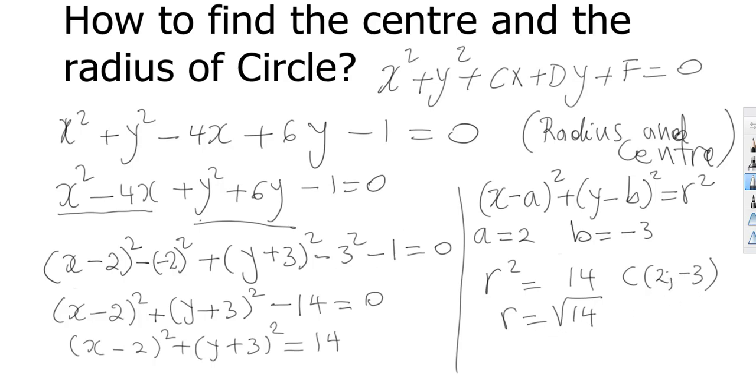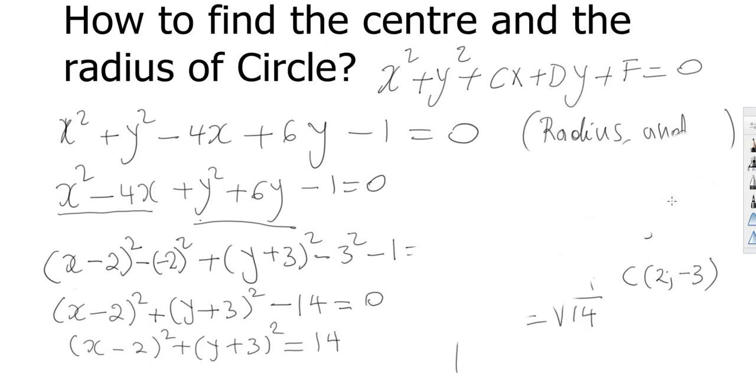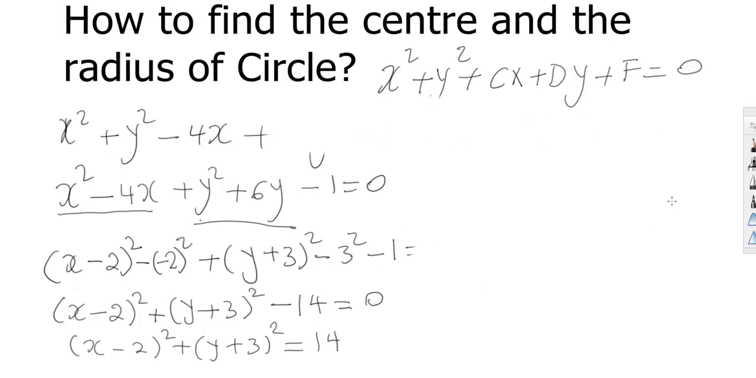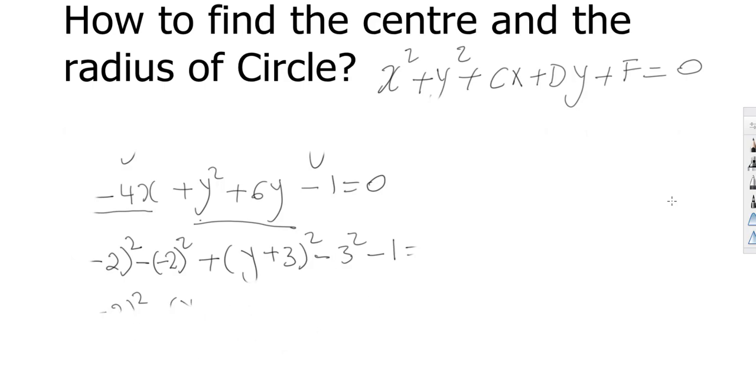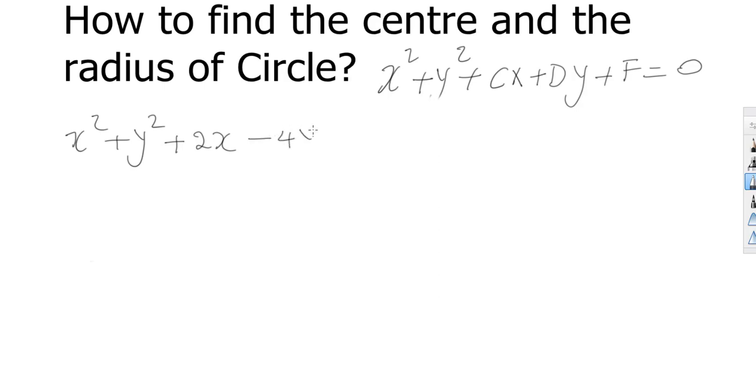Okay, so let's move to the next example. Our next example will be x squared plus y squared plus 2x minus 4y plus 1 equal to 0.